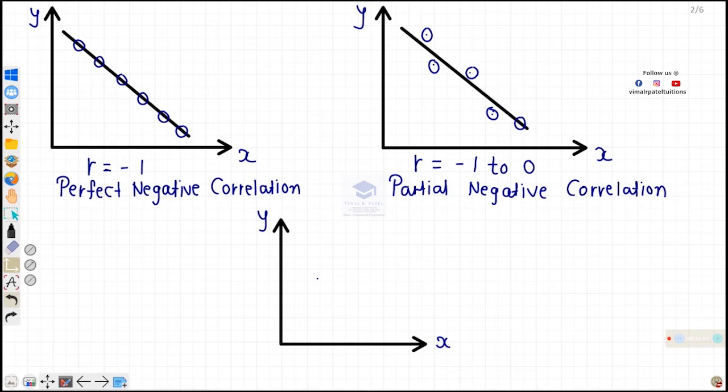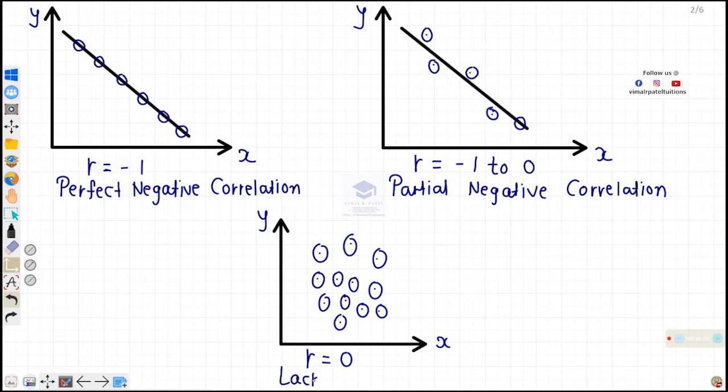So here the values will be scattered like this. It will not specify any direction. It can be anything. So it is called R is equal to 0, lack or absence of correlation.